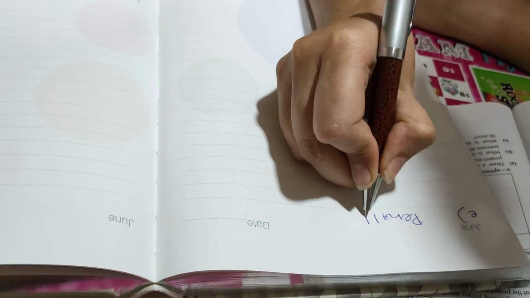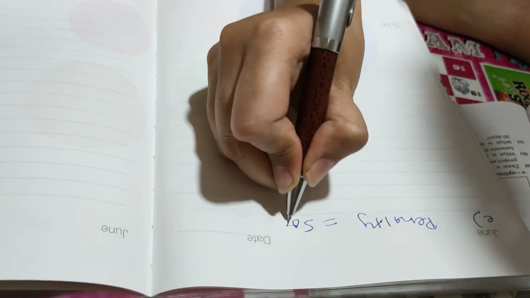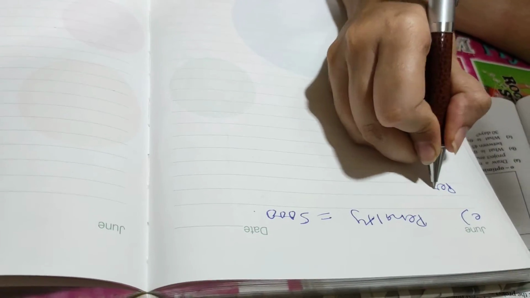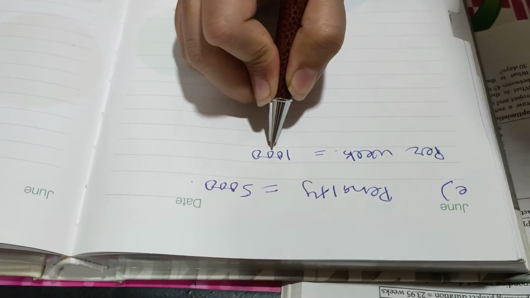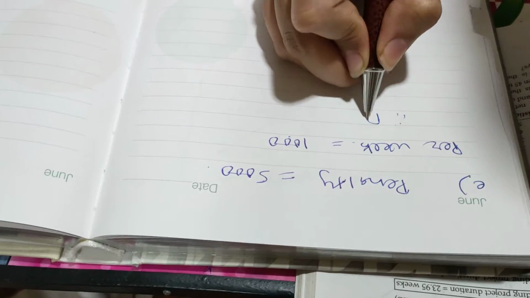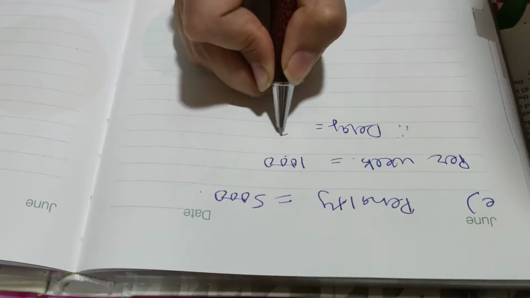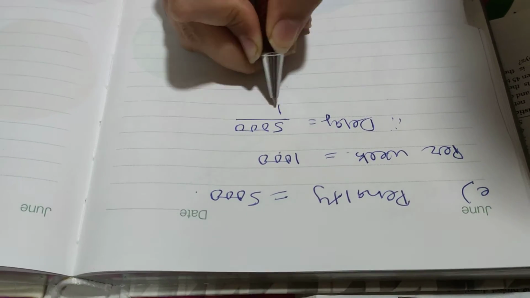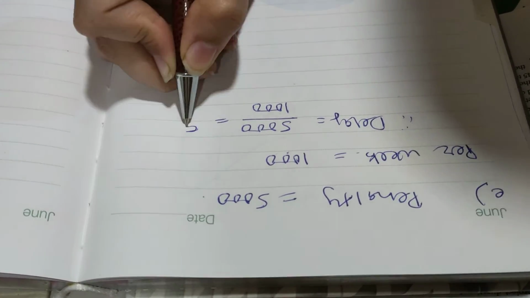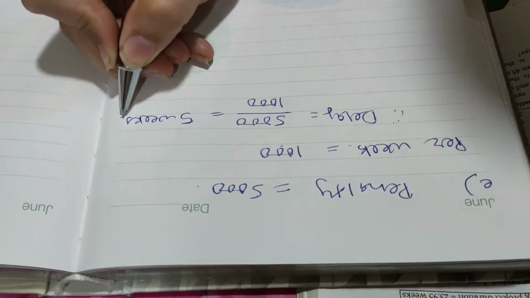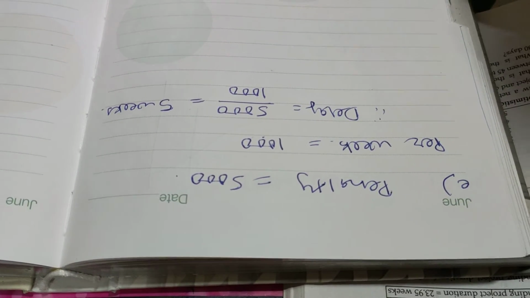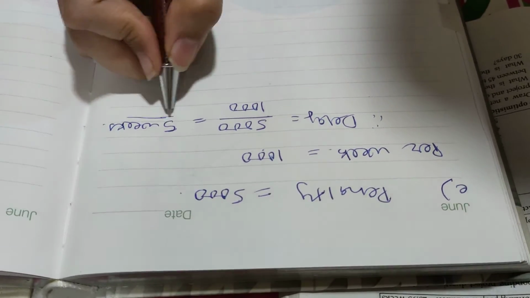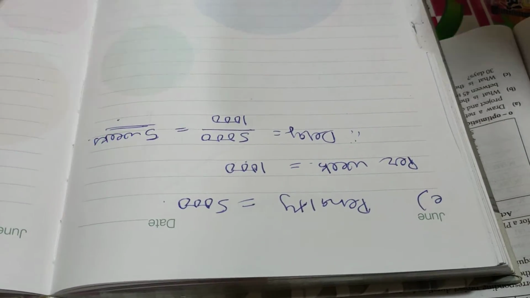Penalty is 5000, right? Per week penalty is 1000, therefore delay will be 5000 divided by 1000, which will come as 5 weeks, right? See what it is telling, that the penalty should be more than 5000. First we will calculate till 5000, then we will minus it.